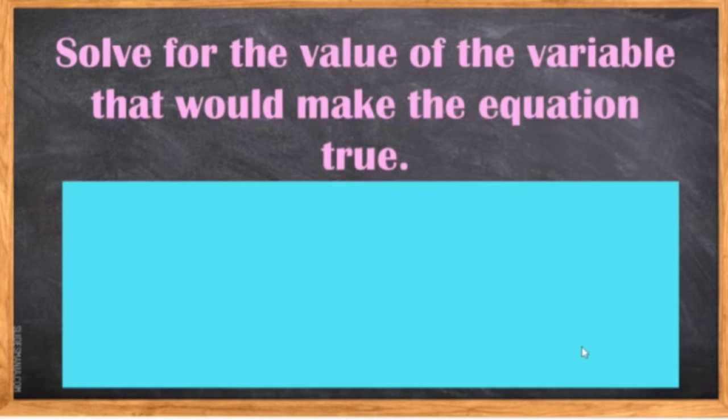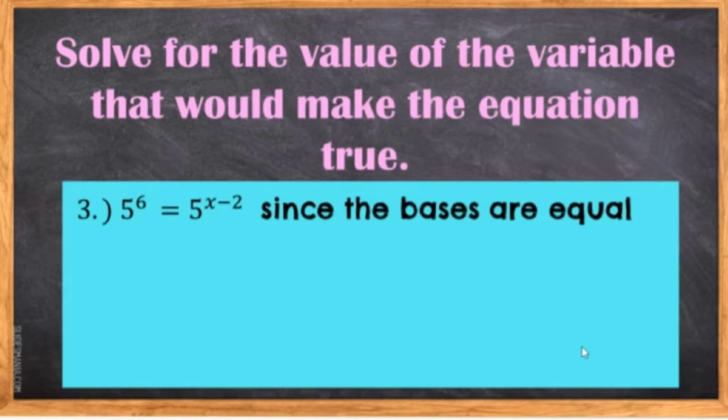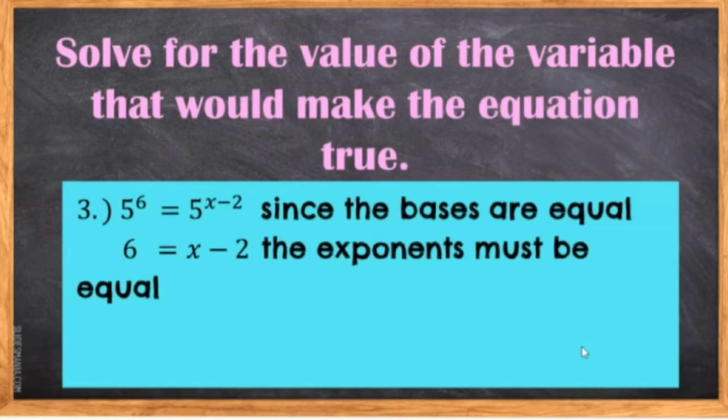Then for our third example, 5 raised to 6 is equal to 5 raised to x minus 2. Since the bases are equal, which is 5, it will be cancelled. So 6 is equal to x minus 2. The exponents must be equal. For negative 2 to be cancelled, we need to add 2 to both sides. So x is equal to 6 plus 2. We therefore conclude that x is equal to 8.